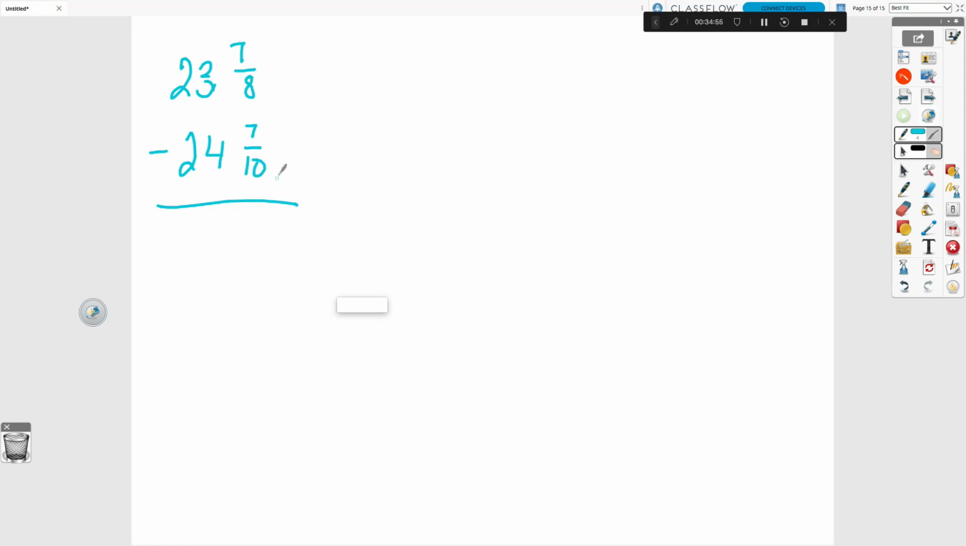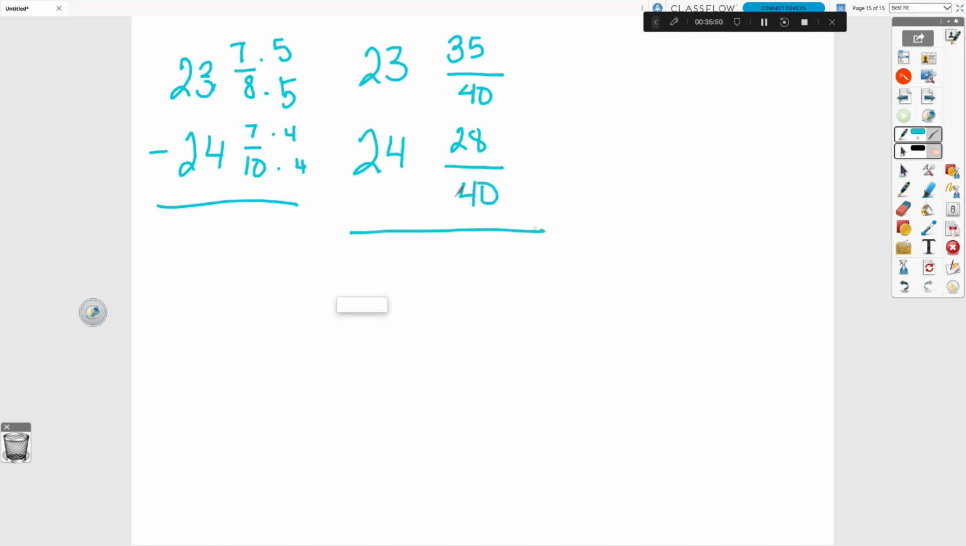So automatically when I look at these, I know my answer is going to be a negative number because I have 23 and I'm taking 24 away. What do I have to do to subtract these? Common denominator. What's the common denominator between 8 and 10? There's some easier. 40. We can use 40. Five times 7 is 35. 7 times 4 is 28.